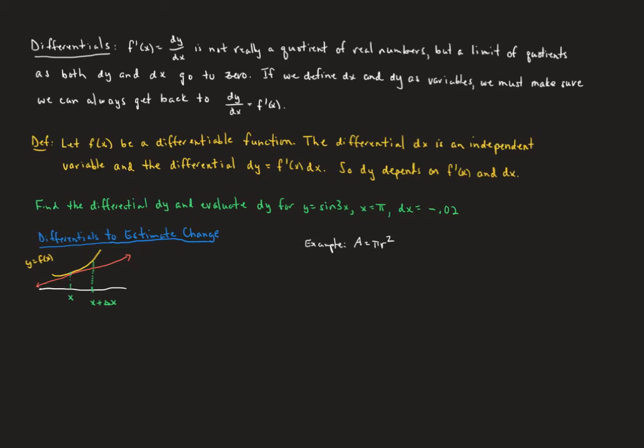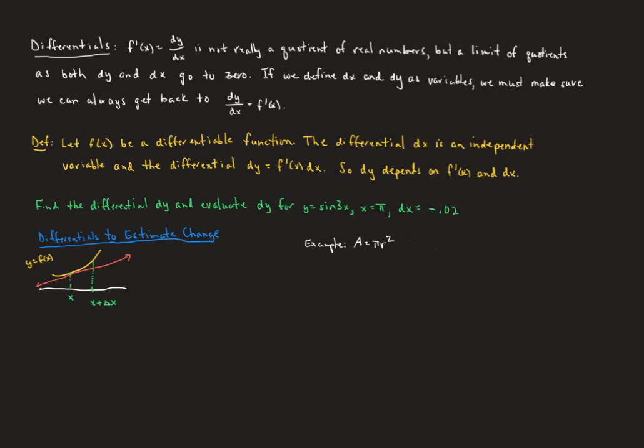So we just have two different notations for that same idea of a derivative. Leibniz came up with this dy dx notation. It was never really intended to be a quotient of two numbers, but to represent that limit as f of x plus h minus f of x over h goes to 0, that delta y over delta x as delta x goes to 0. But if we do define dx and dy as variables, we just have to make sure that we can get back to dy dx equals f prime of x and not do too much crazy stuff with it.